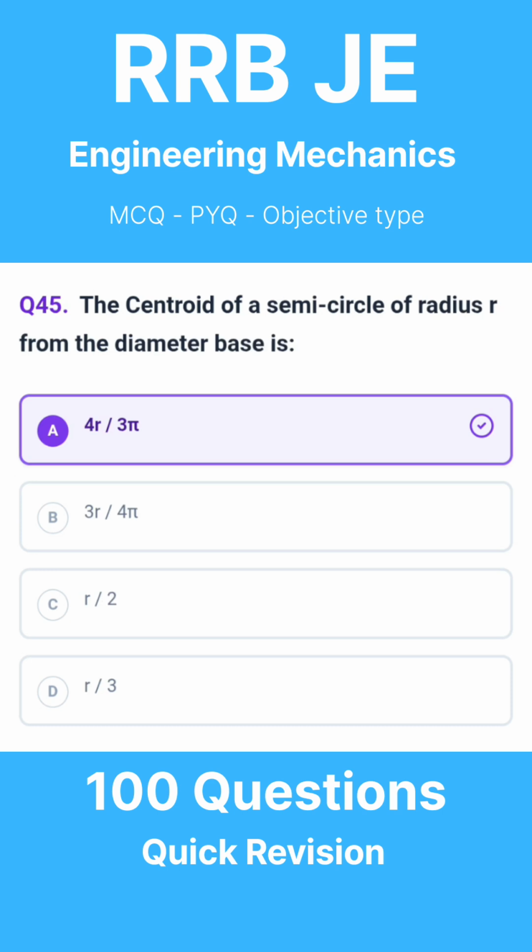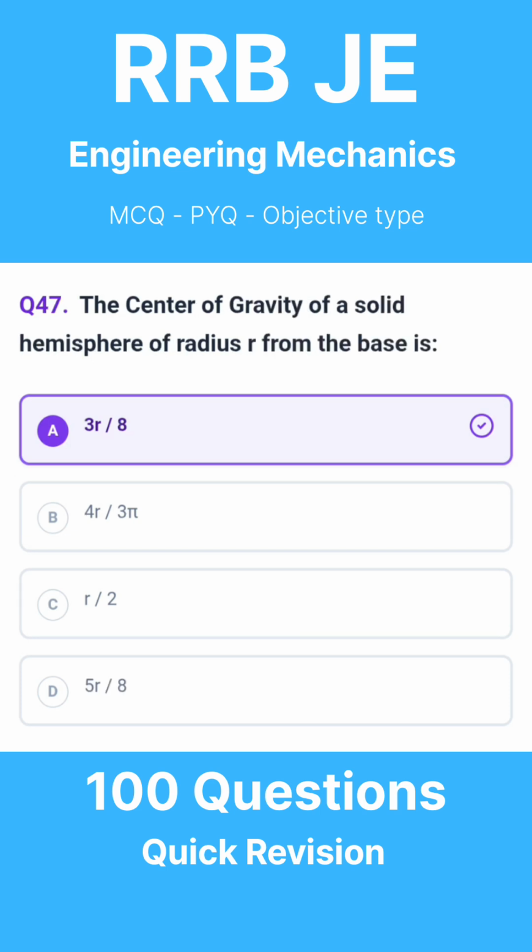Question 45. The centroid of a semicircle of radius r from the diameter base is. The correct answer is 4r divided by 3 pi. Question 46. The centroid of a quarter circle of radius r from the radius edge is. The correct answer is 4r divided by 3 pi. Question 47. The center of gravity of a solid hemisphere of radius r from the base is. The correct answer is 3r divided by 8.